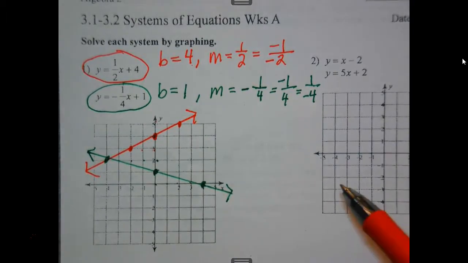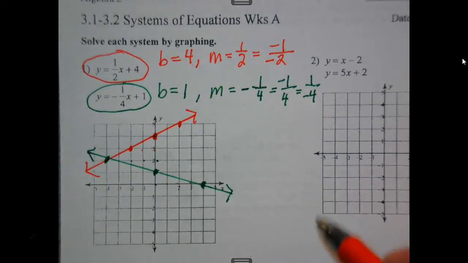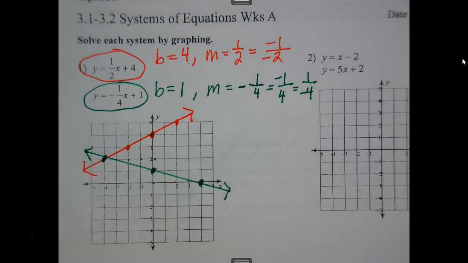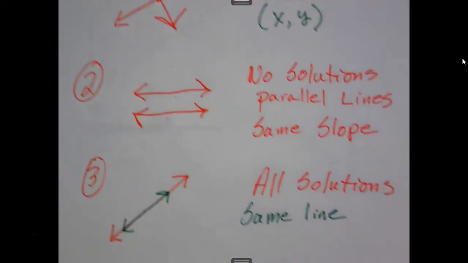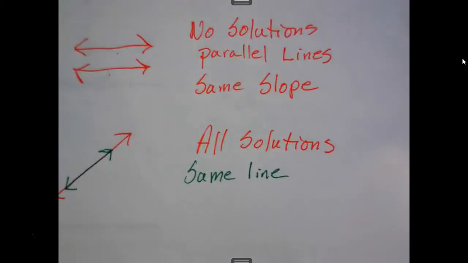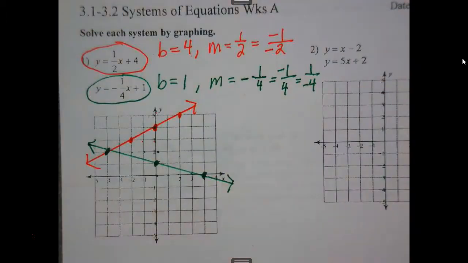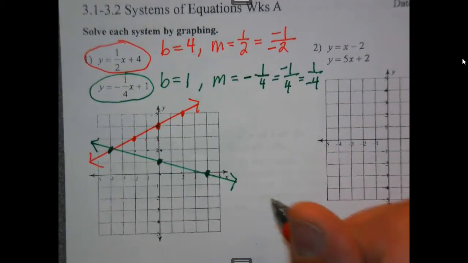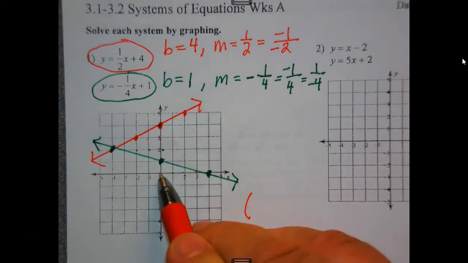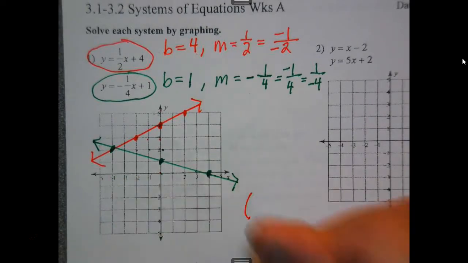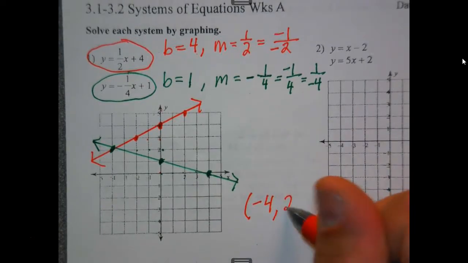And my solution is exactly 1 point. Remember, I have 3 scenarios, right? Exactly 1 point, no solution, or all solutions, infinitely many. This one I have exactly 1 solution, which is the point -4, +2.